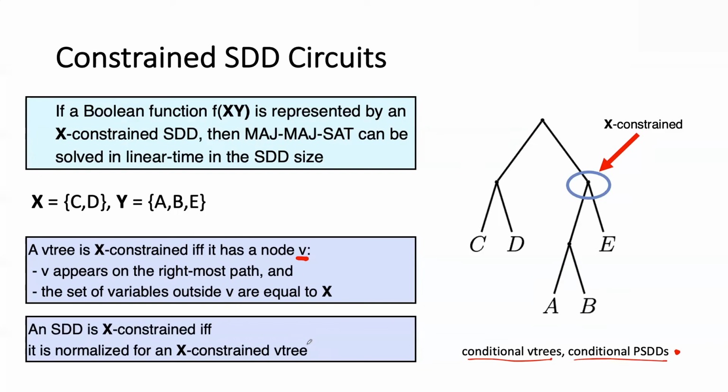Now, the algorithm itself, if you do have an SDD that is conforming to an X-constrained Vtree, the algorithm for computing MAJ-MAJ-SAT ends up being very simple, a single pass. I'm just going to flash the code on the next slide just to encourage you to check it out, because it's pretty simple. And then I'll just make one more comment on this. And then that would be basically the part that we need to do here.